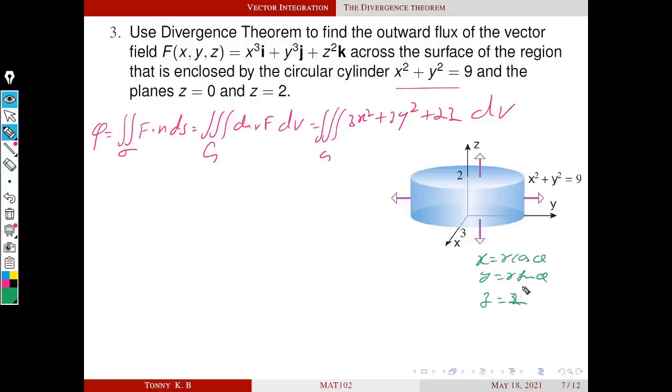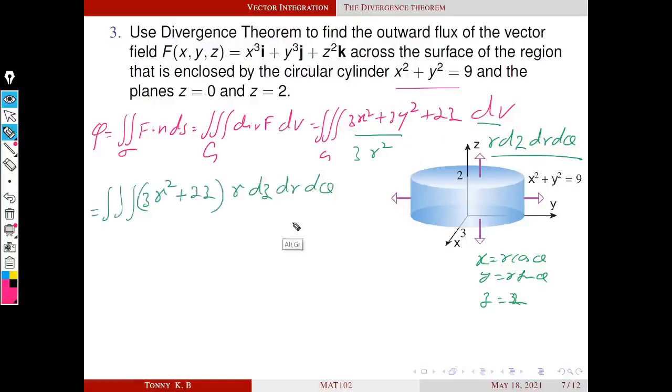Upon simplification, what happened? This term becomes 3 times r square, because 3 times (x square plus y square), and x square plus y square is r square. This remains 2z. And what about our dV? dV becomes r dz dr d theta. This part is the same as polar coordinates r dr d theta, and dz is there. So this is the part corresponding to dV. So this is the integral. Next we have to set up the limits of z, r and theta.